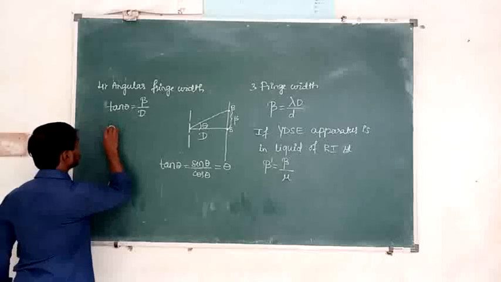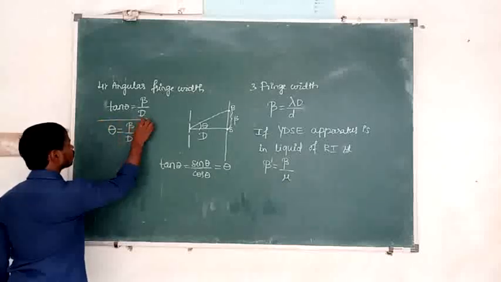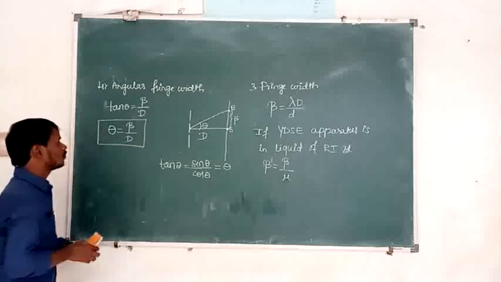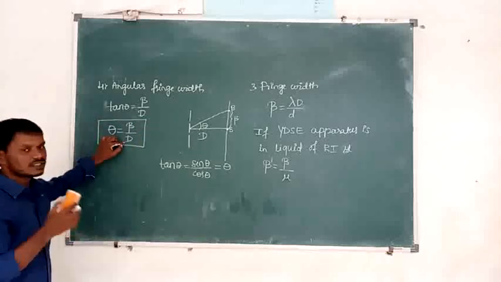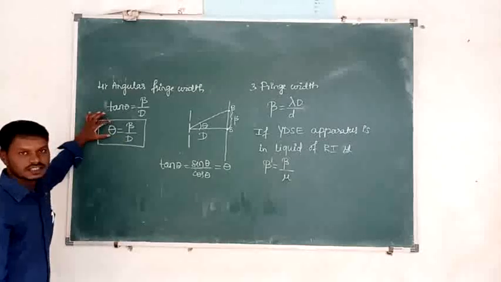So theta is equal to beta by D. It is the formula to find the angular fringe width. When the fringe width is given and the distance of the screen from the double slit is given, we are going to find the angular fringe width by using this formula.